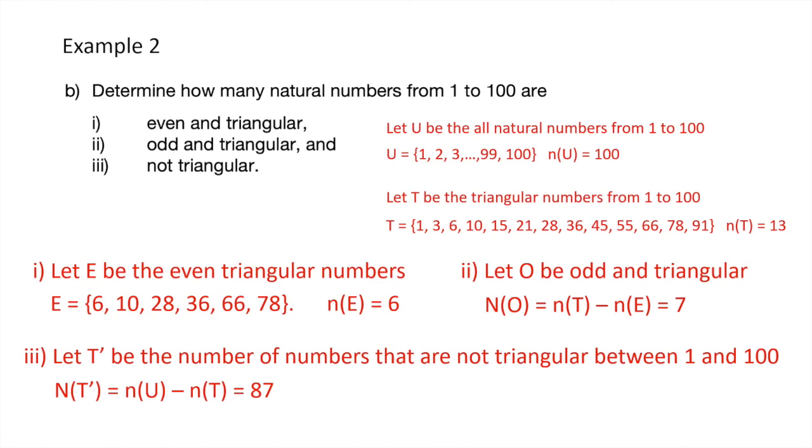So for the last one, the number of numbers between 1 and 100 that are not triangular, if we know that there are 13 triangular numbers and we know that there are 100 natural numbers from 1 to 100, then what we can do simply is take this universal set value of 100, subtract the number of triangular, which is 13, which should give us the number of not triangular, which in this case is 87. So once we understand how sets work and what these values tell us and don't tell us, we can begin to generate values much faster just based on the fact that we understand how all these numbers play together.